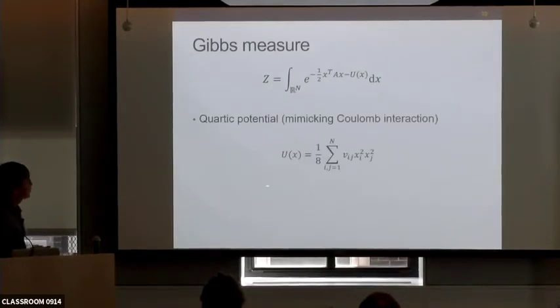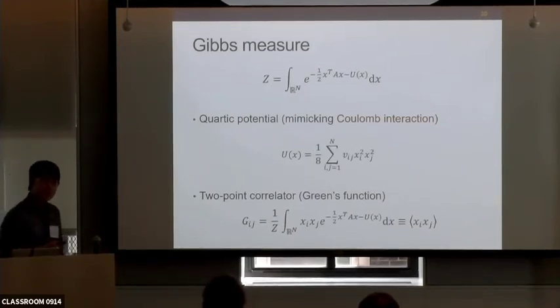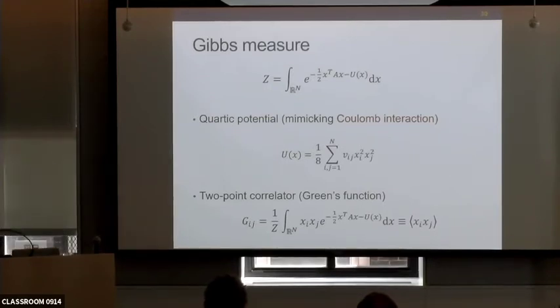More specifically, for example, you can look at this quartic potential, and you're interested in the Green's function or two-point correlator, which has an important feature: it can be viewed both as a density matrix and as a Green's function, which is great, and which is absolutely crucial for us to proceed with the argument.